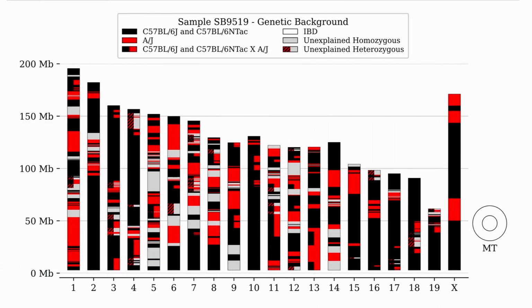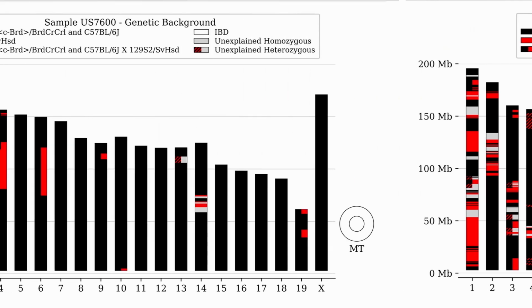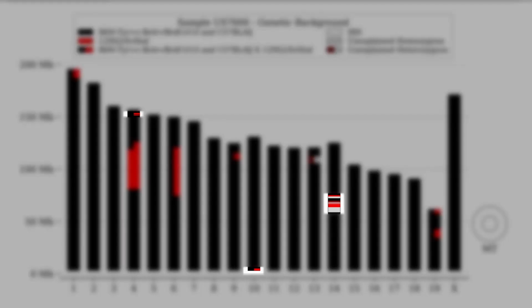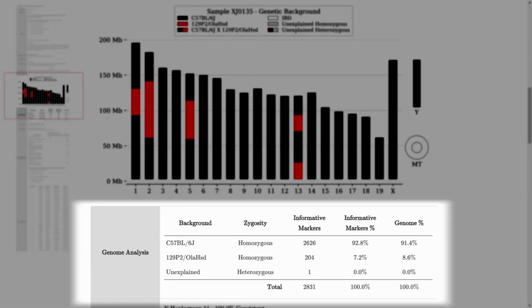If an ideogram has regions where the primary and secondary backgrounds are highly fractured, as in this sample, the selected backgrounds are likely incorrect, or there are additional backgrounds present. Fracturing can also be localized, as seen in this sample. The same conclusion applies.